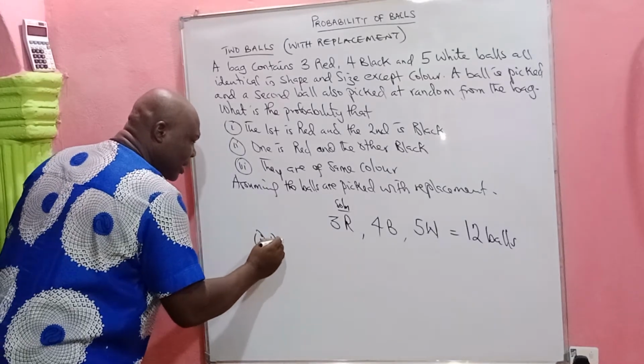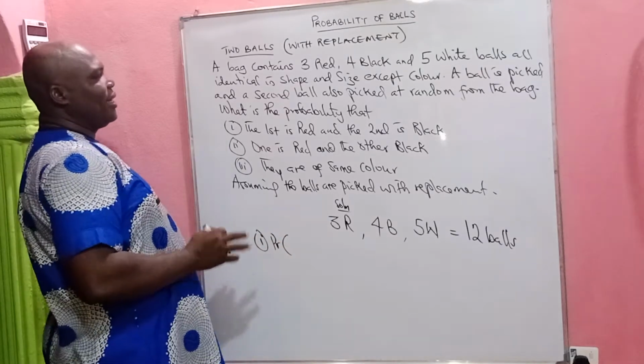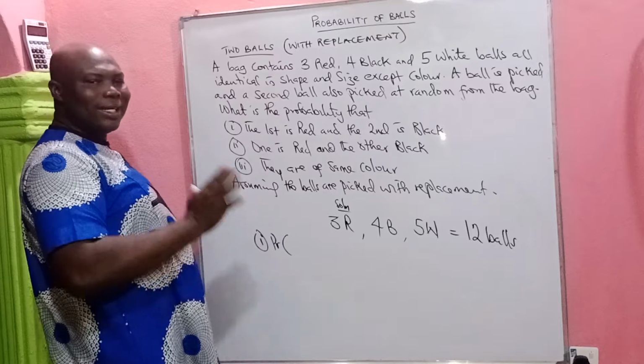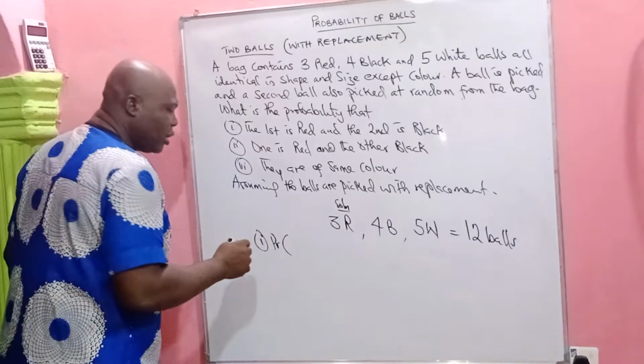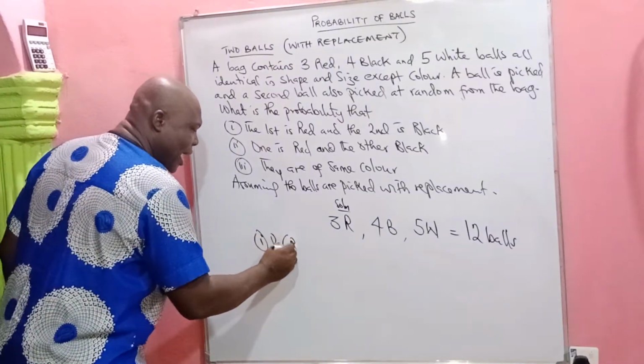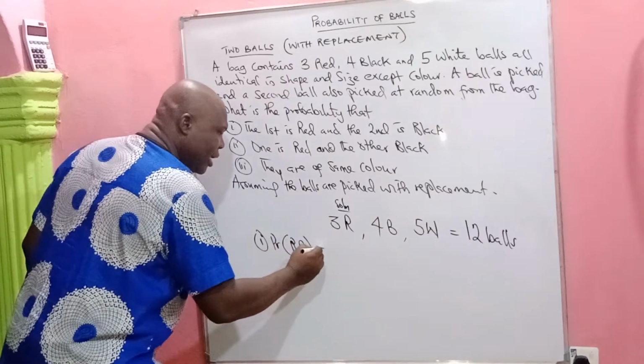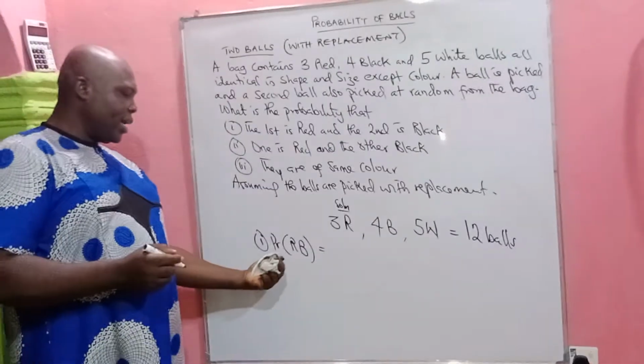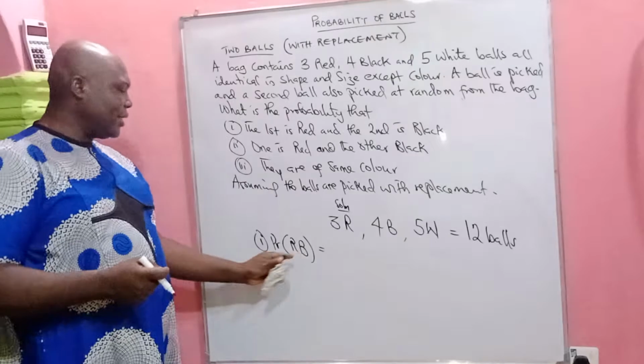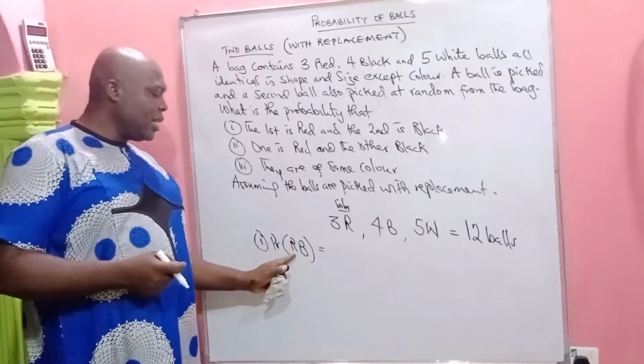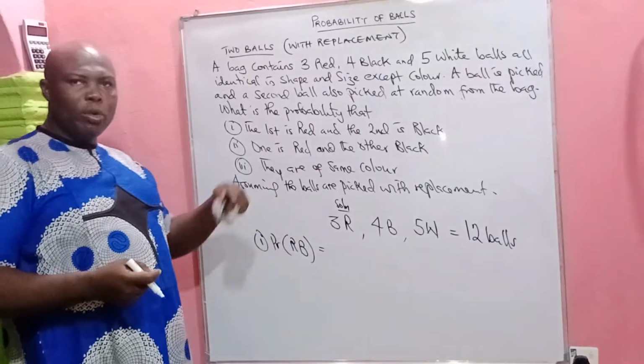So the probability that the first is red and the second is black in that order. So we are looking for the probability of red and black. Meaning the first ball you pick is red and then the second ball you pick is black. But make sure that after picking the first ball, you replace before you pick the second one.